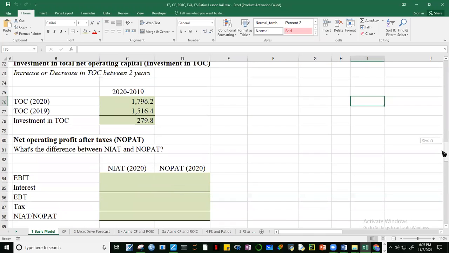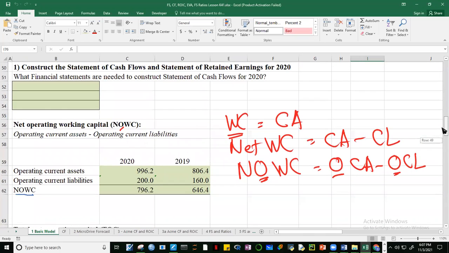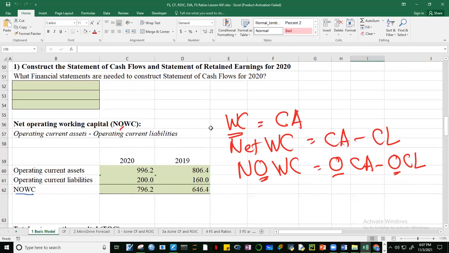Let's have a quick review of the measures that we have gone through. First is net operating working capital. We said last time that working capital is usually used as an equivalent to current assets. When we say net working capital, we're subtracting our current liabilities from our current assets. However, when we say net operating working capital, it means the operating current assets minus operating current liabilities.